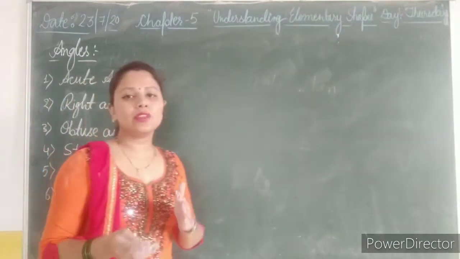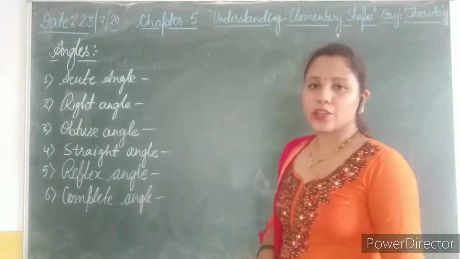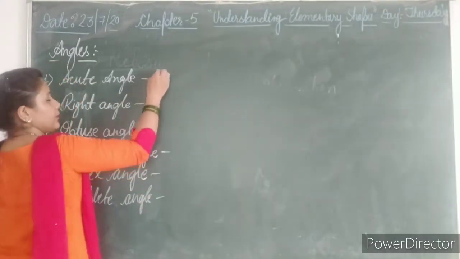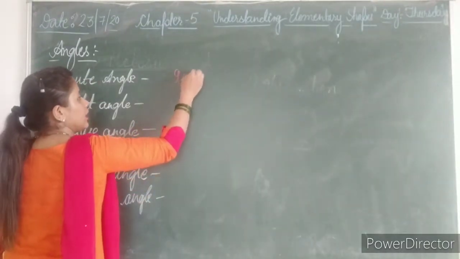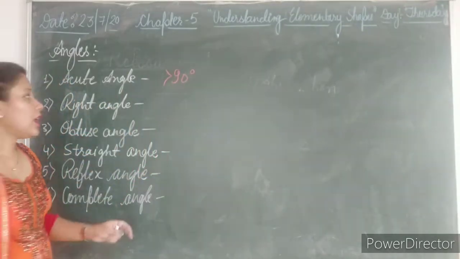So let's check how these angles are different from each other. First angle is acute angle. An acute angle is an angle which is less than 90 degrees. Clear?